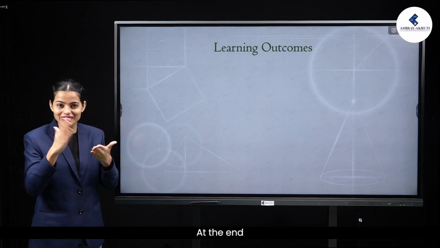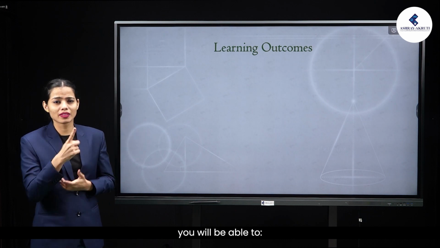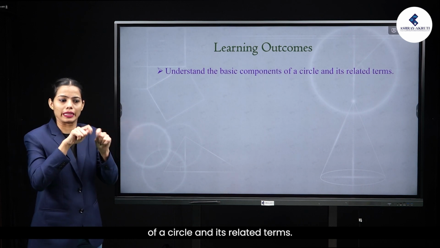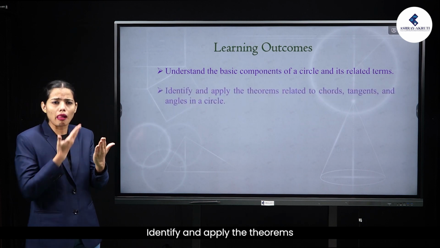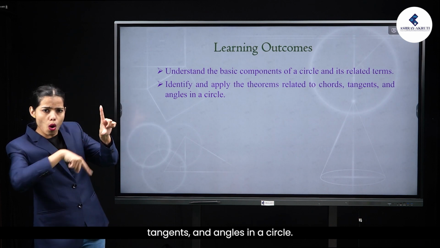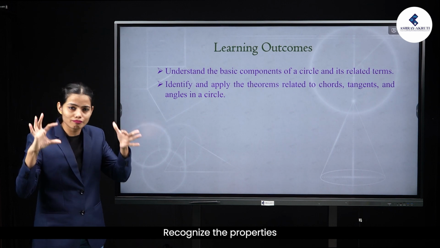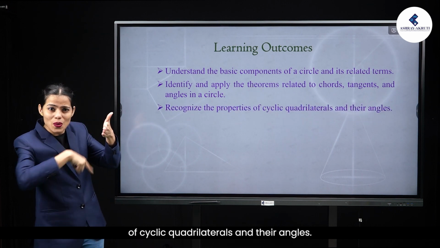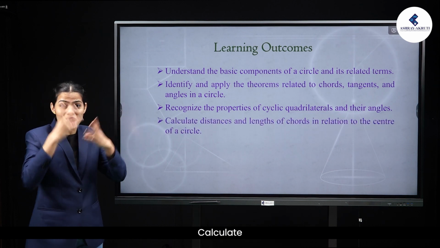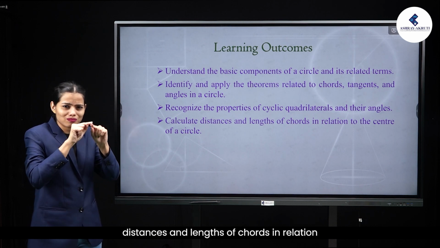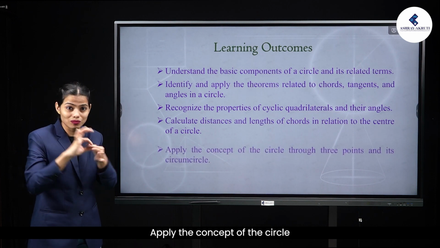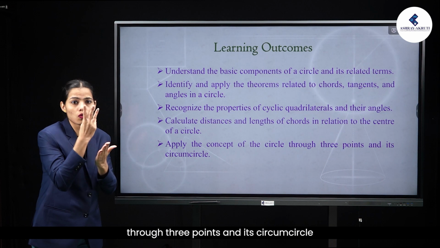Learning outcomes. At the end of this lesson, you will be able to understand the basic components of a circle and its related terms. Identify and apply the theorems related to chords, tangents, and angles in a circle. Recognize the properties of cyclic quadrilaterals and their angles. Calculate distances and length of chords in relation to the center of a circle. Apply the concept of the circle through 3 points and its circumcircle.